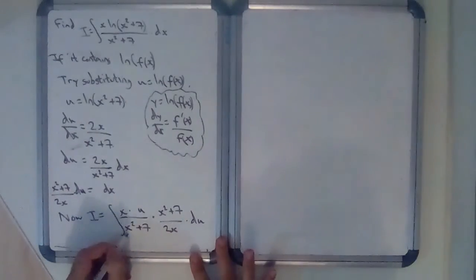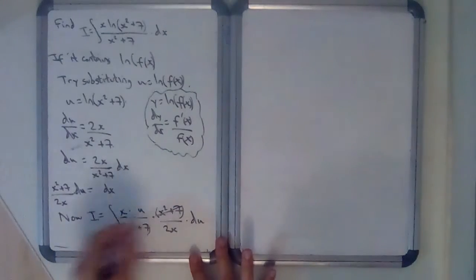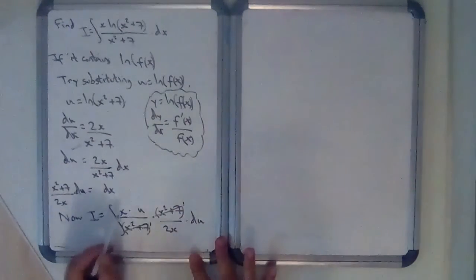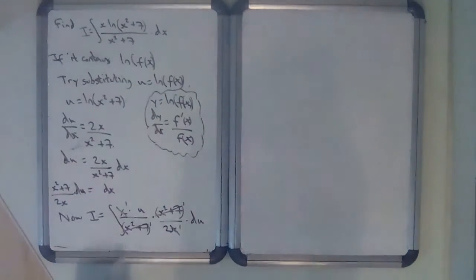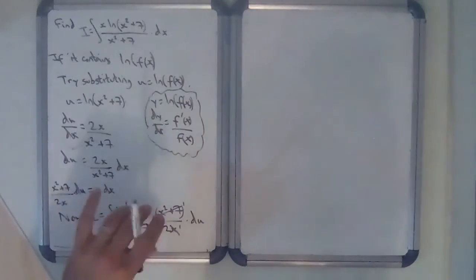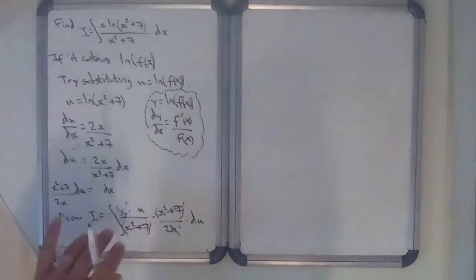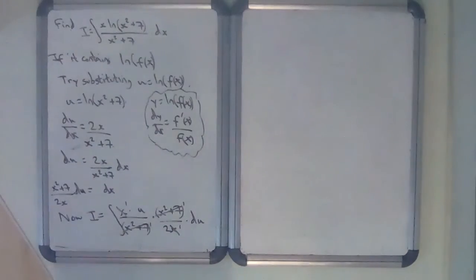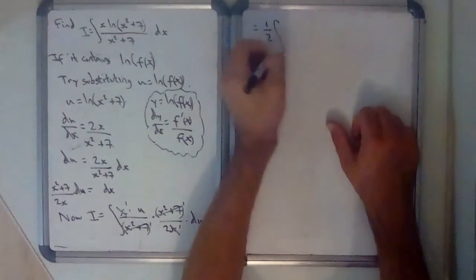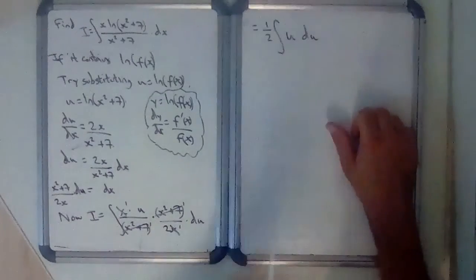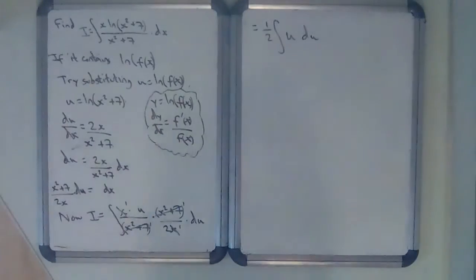Let's start with the x squared plus 7s. Cancel, cancel, 1, 1. Then look at the x. That x with that x, 1, 1. So we end up with 1, and there's a u, and there's a 2 on the bottom. So it's literally the integral of a half of u with respect to u, which is the same as a half times the integral of u du. So that is really quite friendly.